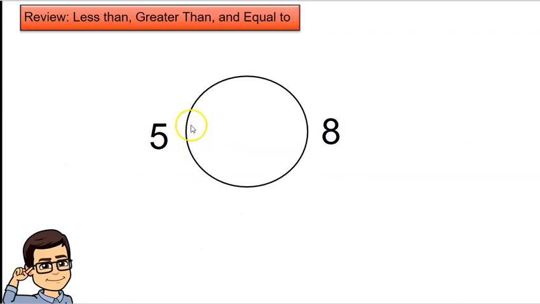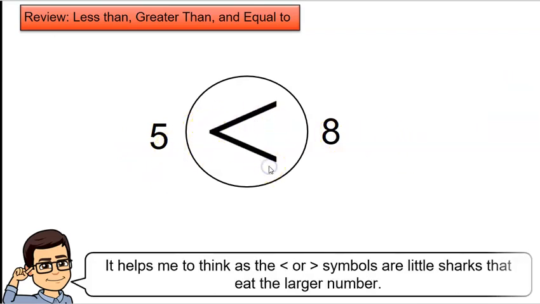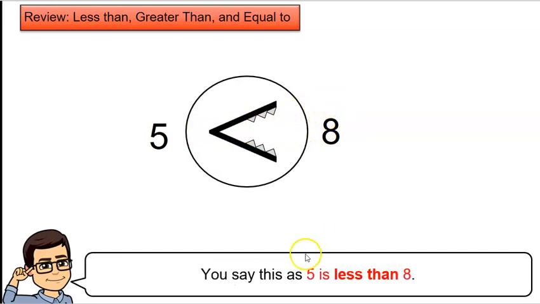So 5 and 8. And this circle is where I want to compare. So I know that 5 is smaller than 8. So I would write 5 is less than 8. And here I am thinking, it helps me think of the less than or greater than symbols as little sharks that eat the large number. So there are its teeth. I'm sure you might remember that from elementary school if your teacher taught you that. And sometimes they do, sometimes they don't. So I know that 5 is less than 8 because it is less. If I have $5 or $8, 5 is less than 8.